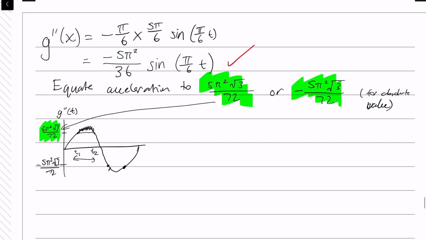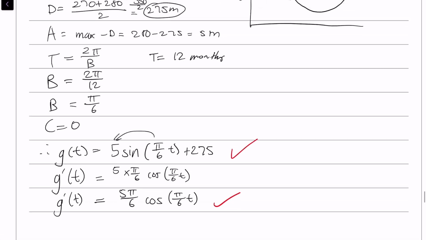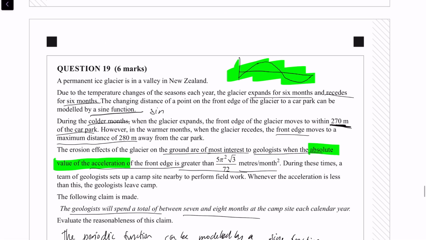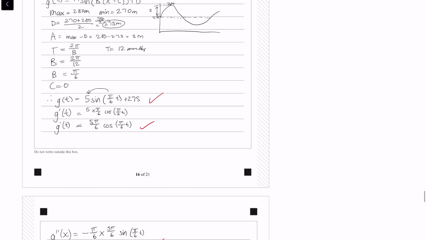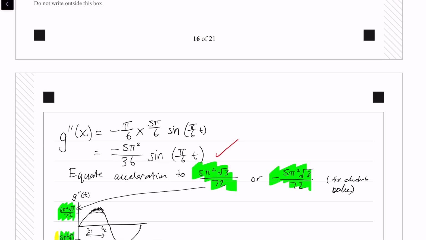Okay, so when the glacier is here, that's when the absolute value of the acceleration is greater than this value here in green. But that negative there, which I've shown in yellow, is just giving a sense of direction, and in this question it's not significant. So we take both values there and then we add those times up between those differences here.